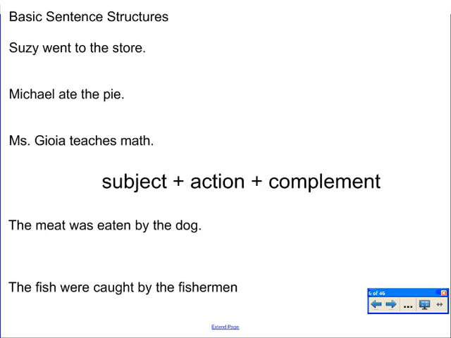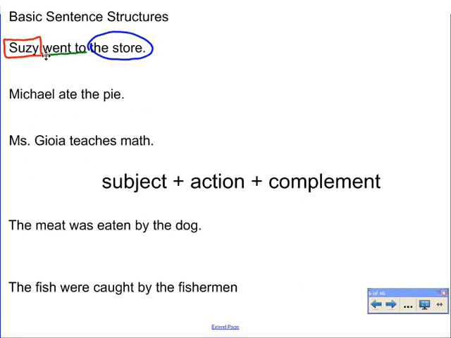So if we look at our first sentence, where it says Susie went to the store, here we have the action of going. So the action happens to be went to. And if we ask ourselves who it was that did the action of going, we'll quickly find out that it was Susie. Now if we ask where it is that she went, we would say that Susie went to the store. So we have that Susie being the subject, the action being went to, and the complement being the store.